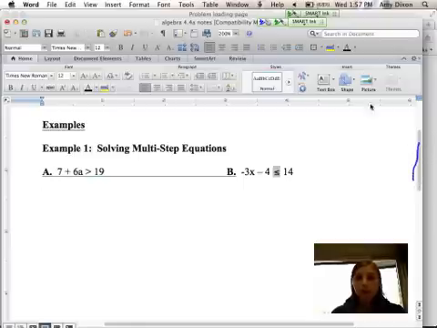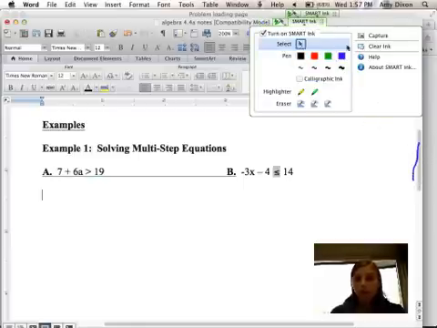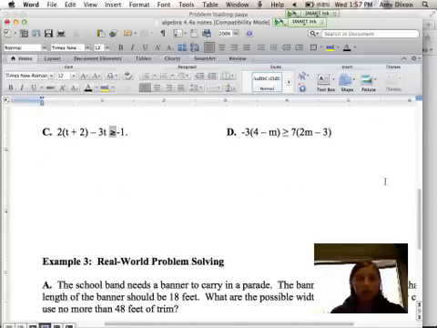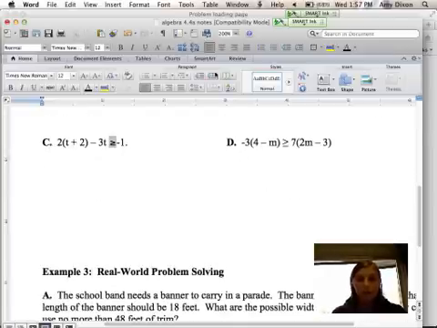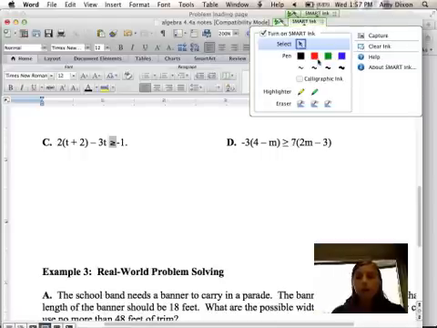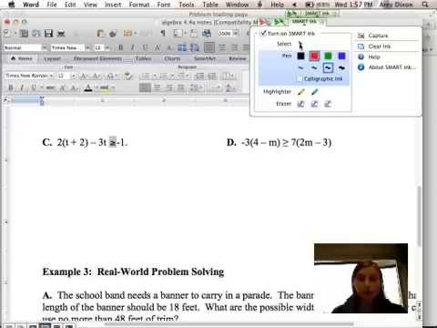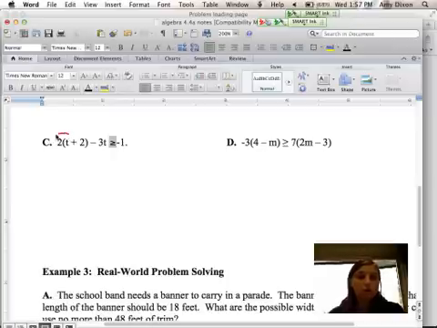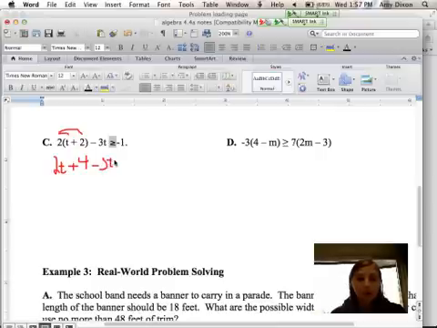Okay, so let's go ahead and look down at example C. Alright, so for example C, what we have to do on these is we now have parentheses. So we're going to have to do the distributive property. So again, just like solving a regular equation. So we get 2t plus 4 minus 3t is greater than or equal to 1.